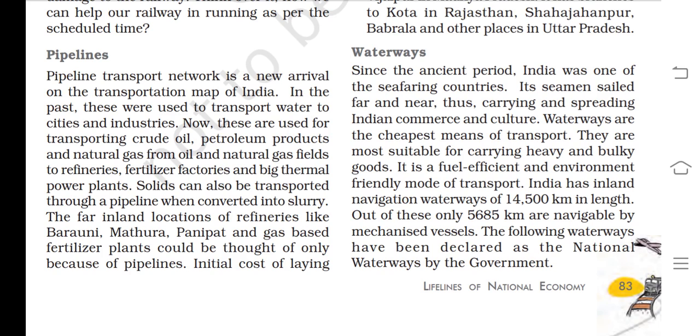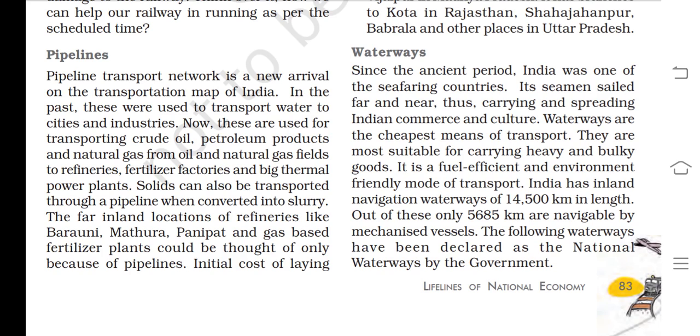Its seamen sailed far and near, thus carrying and spreading Indian commerce and culture. In ancient times, if you are talking about the previous times, what happened? The seamen sailed from one country to another country, sharing their culture and their commerce.